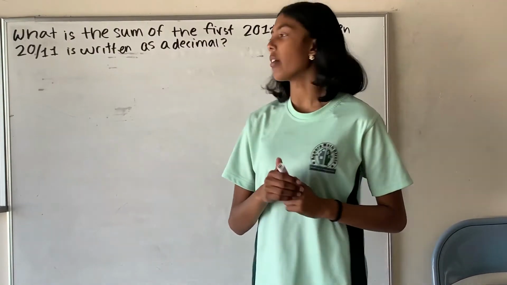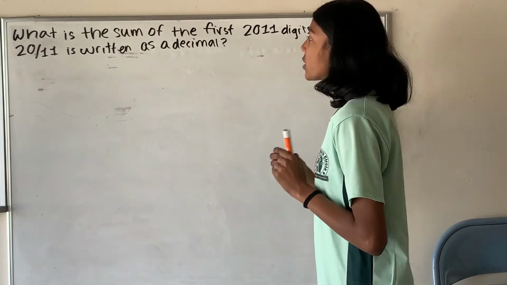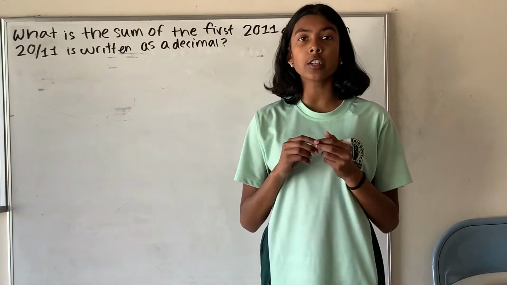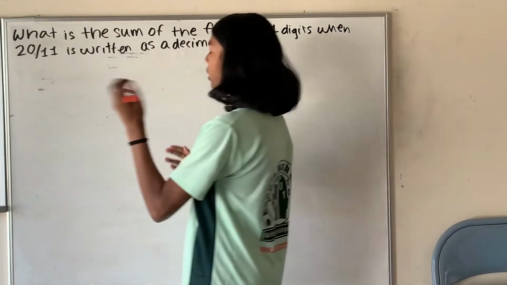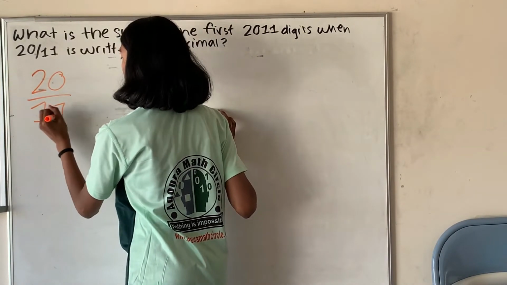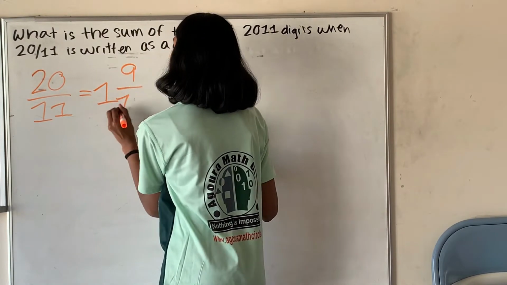So our first problem of today is, what is the sum of the first 2011 digits when 20 over 11 is written as a decimal? Well, what we're going to do first is rewrite 20 over 11 as a mixed fraction, which is 1 and 9 over 11.